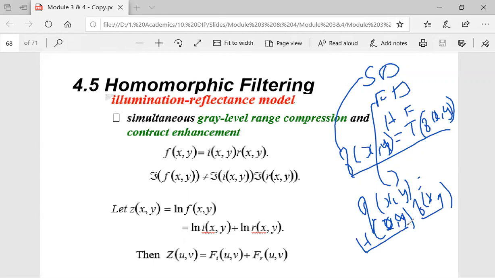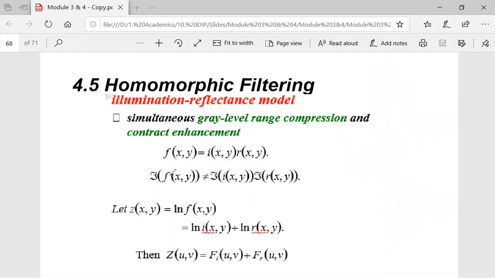Here also f of x comma y is being decomposed as i of x comma y and r of x comma y. So with gray level transformation as well as contrast enhancement, you're going to get the homomorphic image. The inverse of this transformation, you can write it as a transformation: f of x comma y may not be equal to transformation of i of x comma y and transformation of r of x comma y. So this is some explanation about this. You can go through that one.